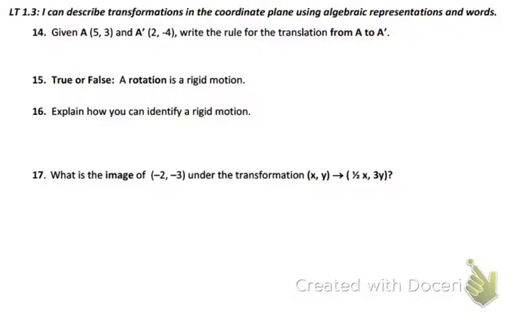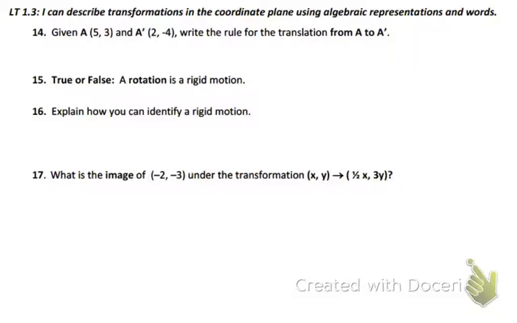Alright, moving on. Learning target 3, I can describe transformations in a coordinate plane using algebraic representations in words. So given point A is (5, 3), and A prime is (2, -4), write the rule for the translation from A to A prime. Alright, so I need to figure out some sort of rule to get from 5 to 2, and then another rule from 3 to -4.